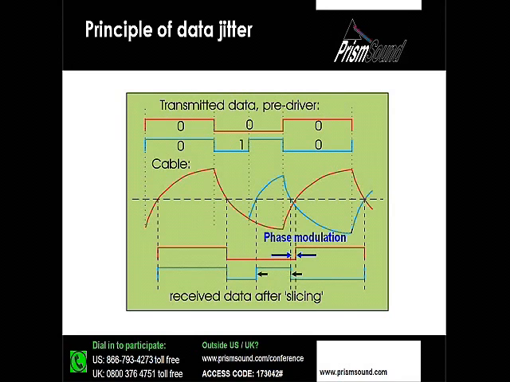Now, back up here for a minute. I just wanted to say that this particular type of jitter has a number of names. It's known as data jitter. That's what we happen to refer to it in our instrumentation. But it's also called cable-induced jitter, inter-symbol interference, and pulse smearing.